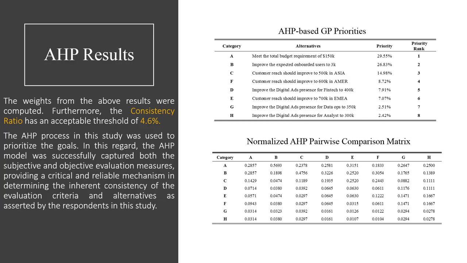So you can see here that the AHP has derived the priorities of the 8 alternatives or goals, and it emerged that not exceeding the given budget is indeed the topmost priority of the organization, while improving the digital presence for the research analysts was seen to be the lowest. This result will be used in the subsequent formulation of the goal programming.